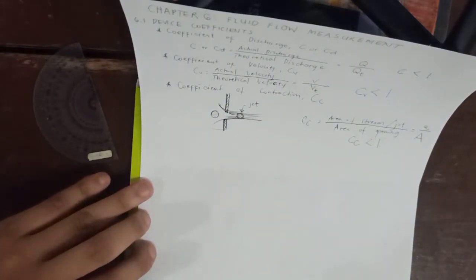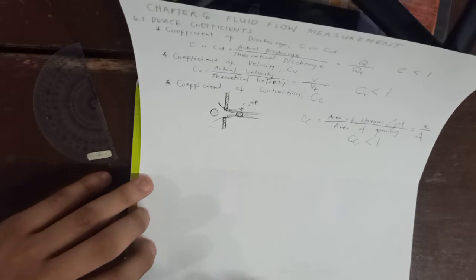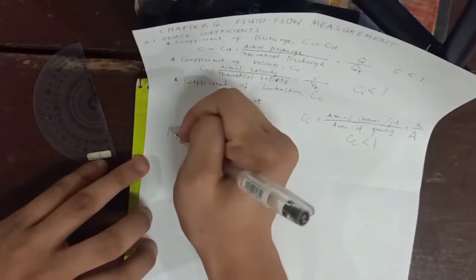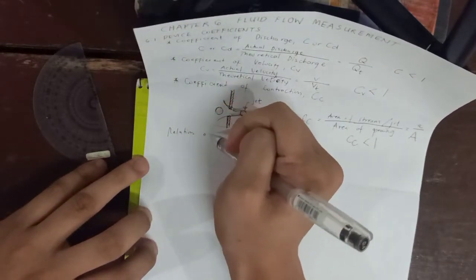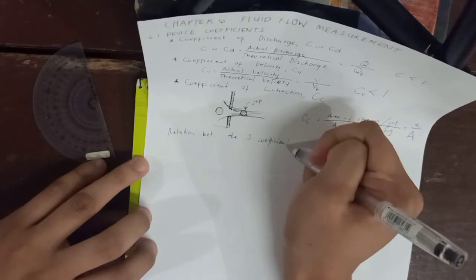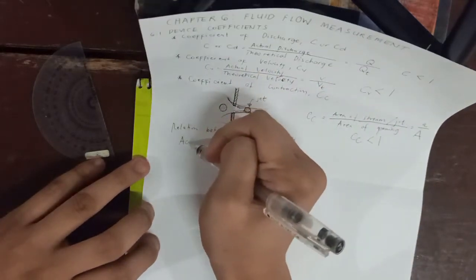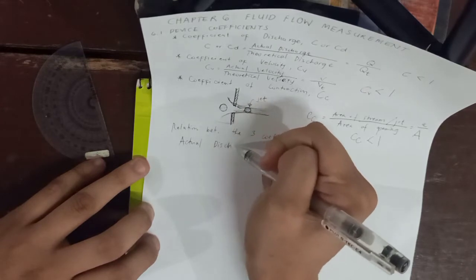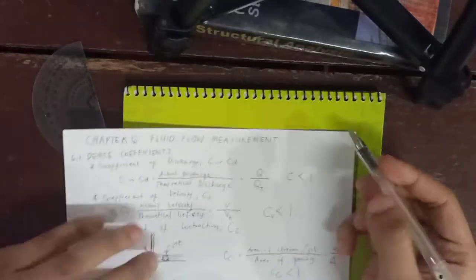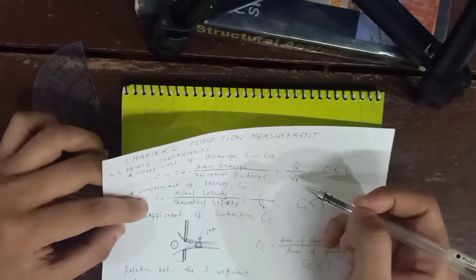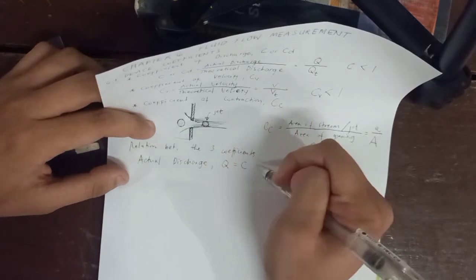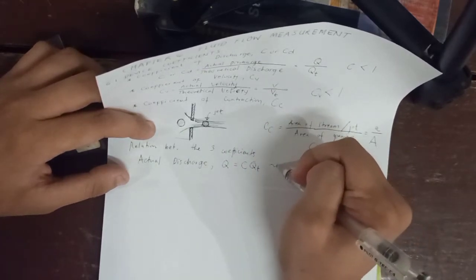So what is the purpose of this subtopic? The essence is that we can know the relation between the three coefficients. So the actual discharge, which is Q, coming from here, we just cross multiply, Q over QT. Therefore, our actual discharge is equal to C times QT. So this is our first equation.